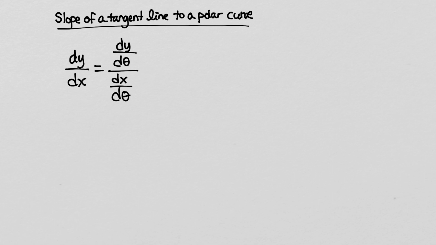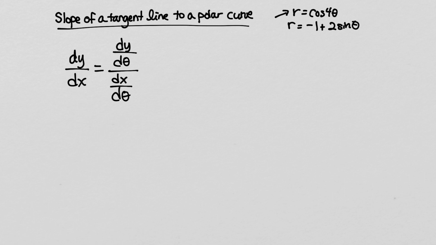Now that's all fine and dandy, except remember our polar curves look like things like this: r equals cos 4 theta, r equals -1 plus 2 sine theta. So what are we going to do with the y's and x's? Because we don't have an x and y, whereas with parametric, we did, right?